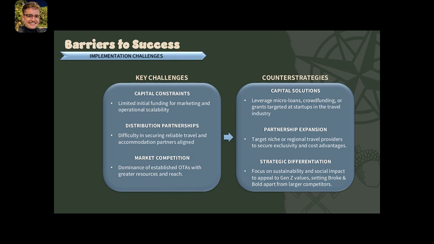To overcome these challenges, we plan to explore alternative funding sources, such as microloans or grants for startups in travel and education. For distribution, we aim to collaborate with niche providers who share our mission of affordability and adventurous travel. Finally, we'll double down on our unique selling points: sustainability, spontaneity, and affordability, to carve out a distinct identity in this crowded market. Now I'd like to pass it on to my friend and colleague to go over market research.